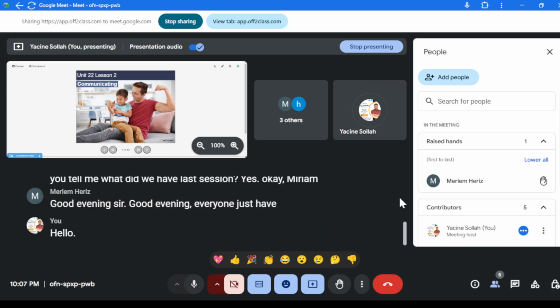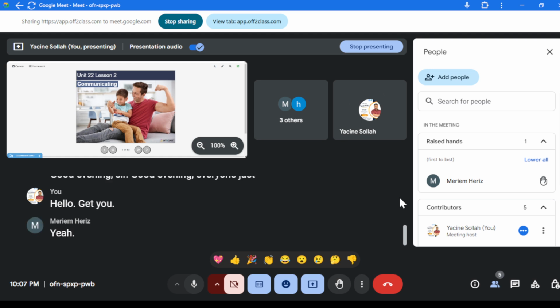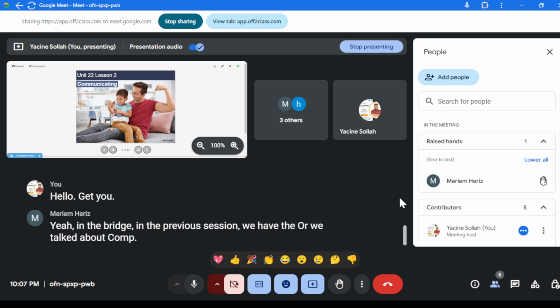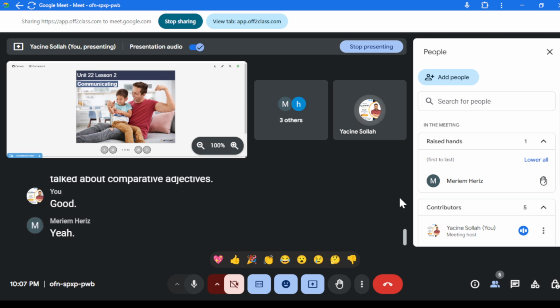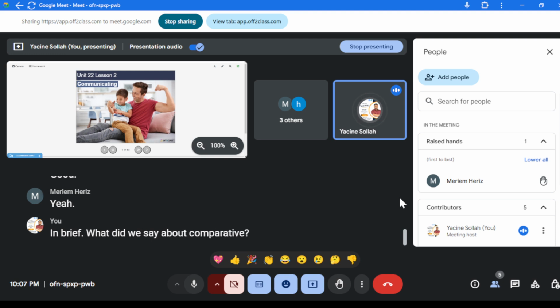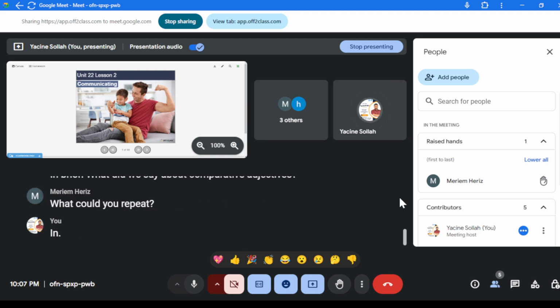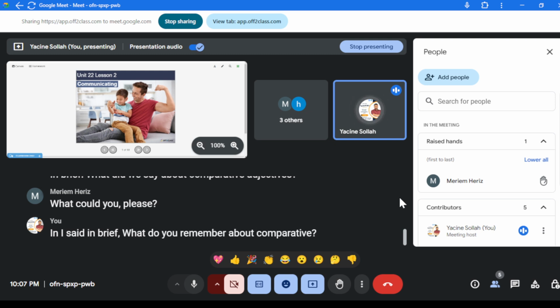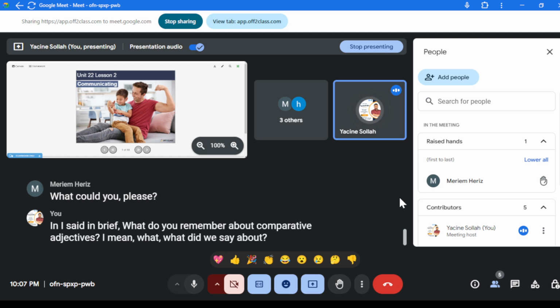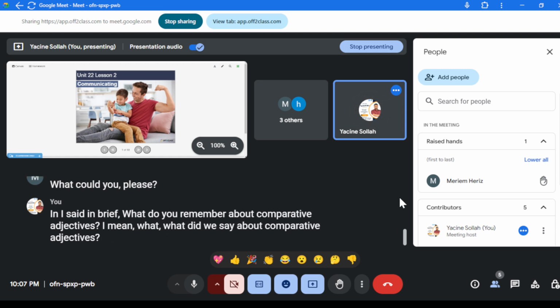In the previous session, we talked about comparative adjectives. Good. In brief, what did we say about comparative adjectives? What do you remember about comparative adjectives?